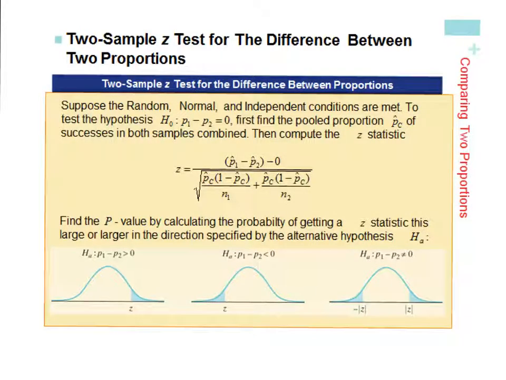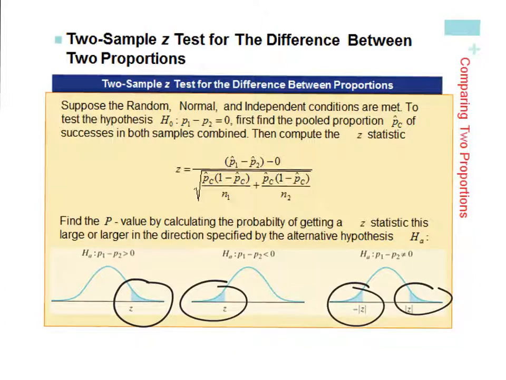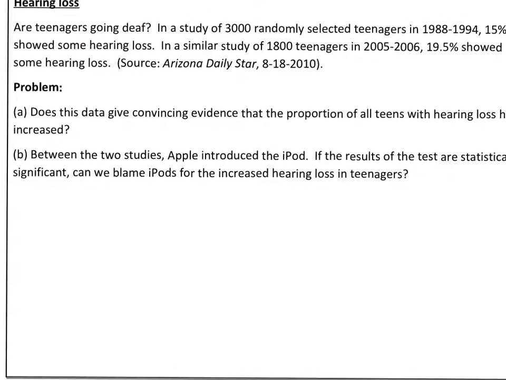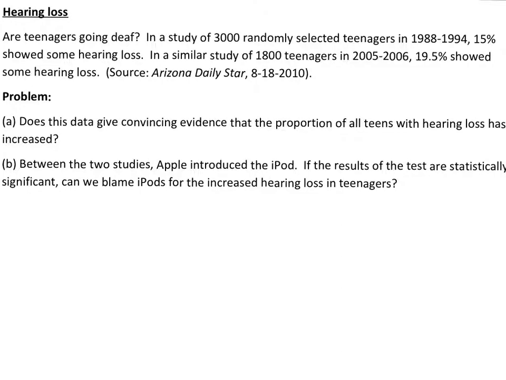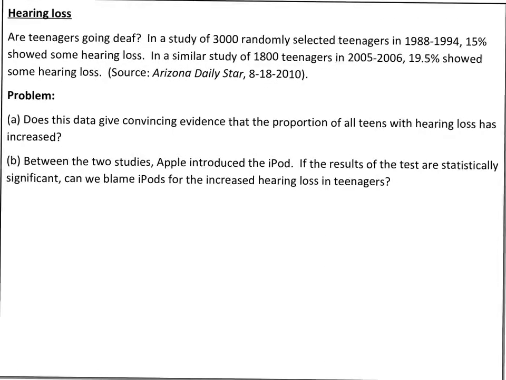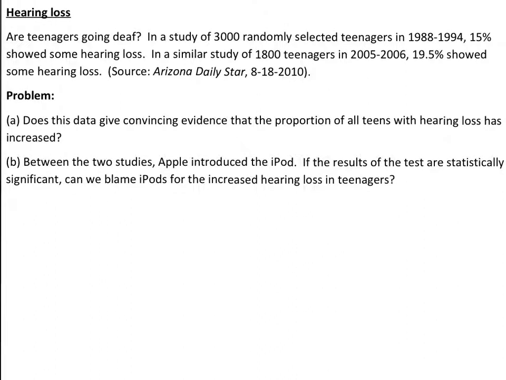There's the normal curves that reflect what's going on. If it's a greater than, we're getting a p-value from up top. If it's less than, it's down at the bottom. And if it's not equal to, then we've got components of our p-value coming from both sides. And here is our first context. It's got data from 1994 and 06, studying a possible change in rates of hearing loss.